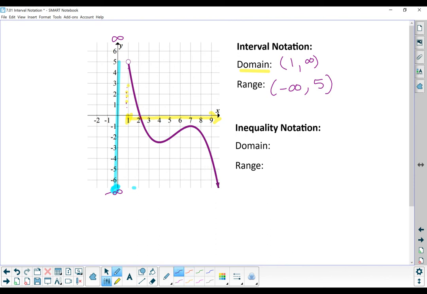So if we were writing these as an inequality, which sometimes we need to do, this would be our x value is greater than 1. For range, though, we would need to use a y value or a y as our variable, and the y has to be less than 5.